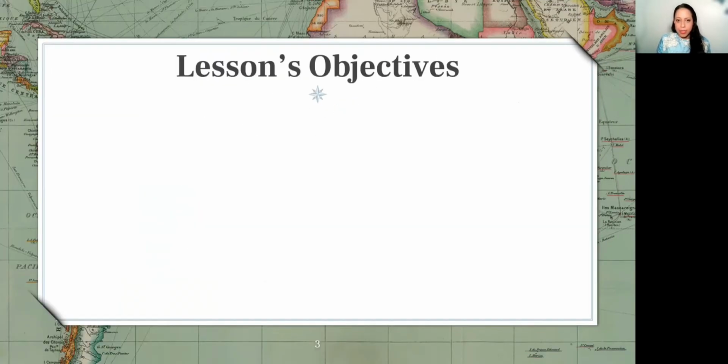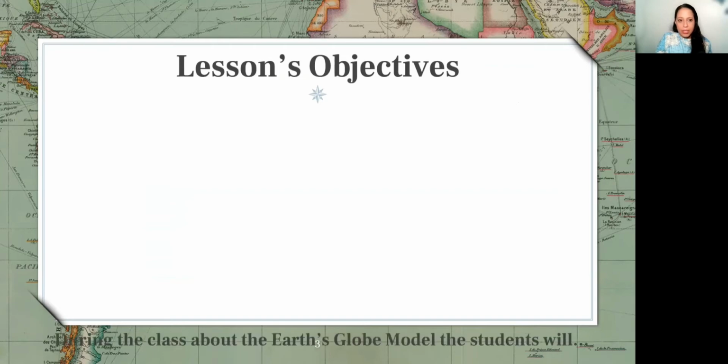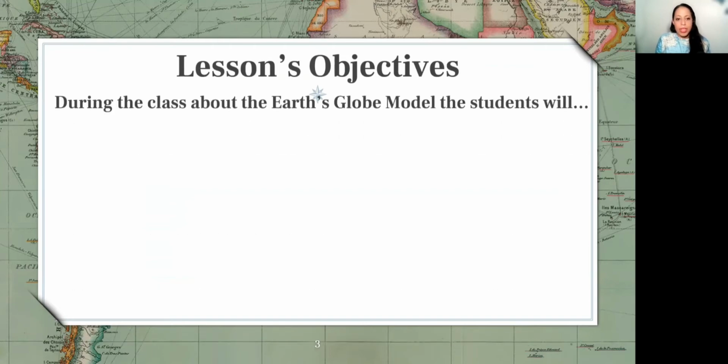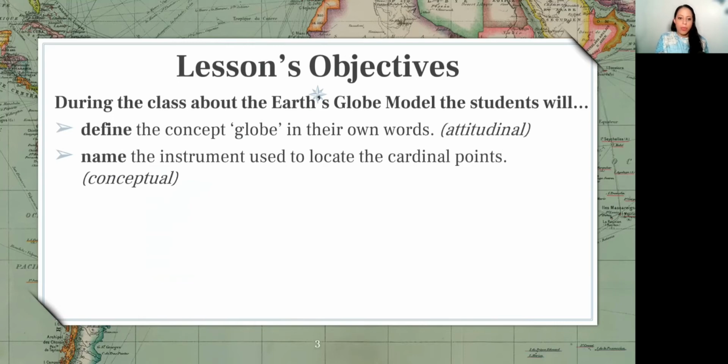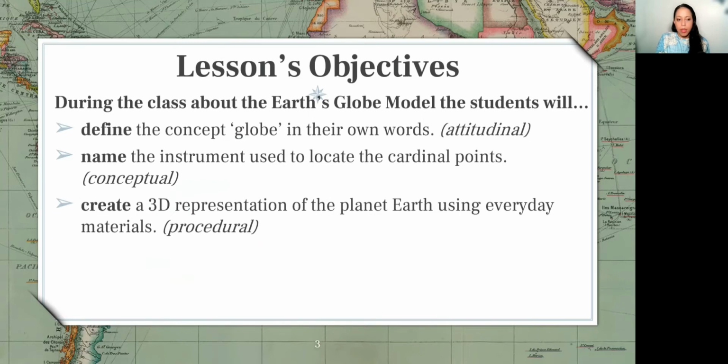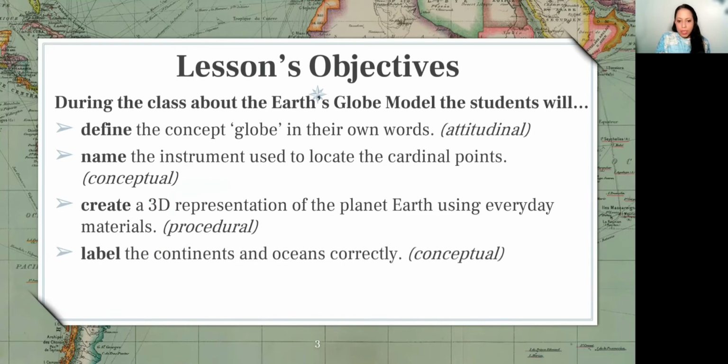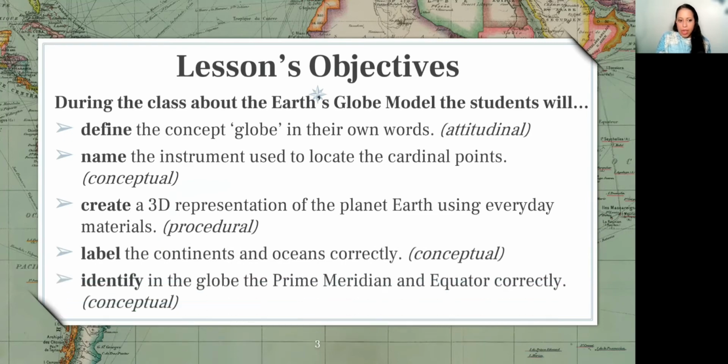The lesson objectives for the demo class were: during the class about the Earth globe model, the students will define the concept globe in their own words, name the instrument used to locate the cardinal points, in this case the compass rose, create a 3D representation of the planet Earth using everyday materials, label the continents and oceans correctly, and lastly, identify in the globe the prime meridian and the equator correctly.